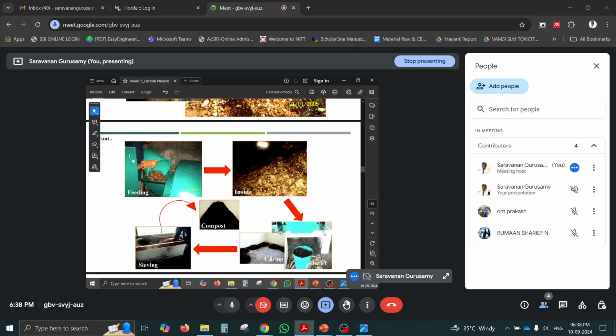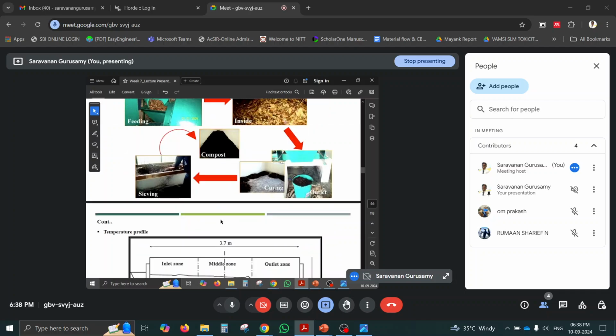After taking the product out from the in vessel composting, it should be cured for the next 40 days. Then it will be sieved through a trommel screen or manual screening. Then the final compost will be ready.